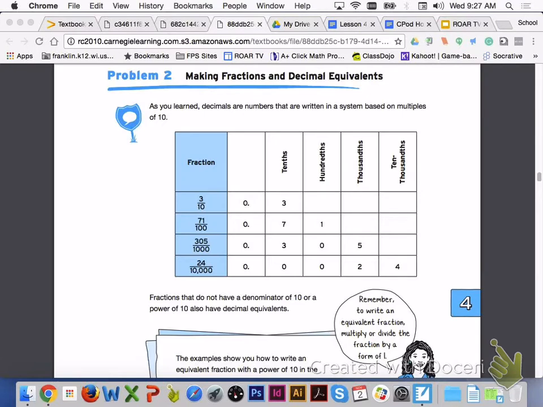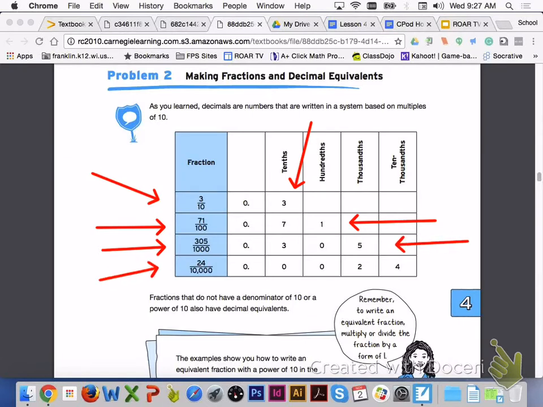Turn to page 253. We are going to start lesson 4.3 with problem 2, making fractions and decimal equivalents. As you have learned, decimals are numbers that are written in a system based on multiples of 10. We have 4 examples here: 3/10 written as a fraction and as a decimal, 71/100 written as a fraction and also in decimal form, 305 thousandths written as a fraction and as a decimal, and finally 24 10,000ths written as a fraction and as a decimal.